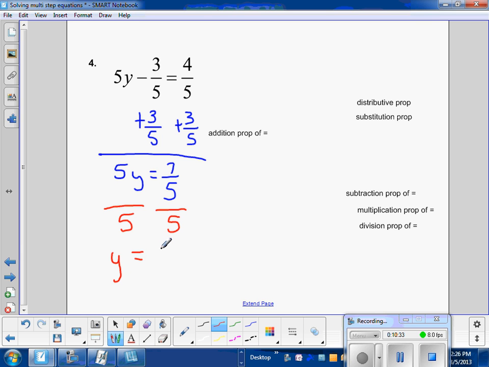7/5 divided by 5. Well, let's think. We could write that as 7/5 divided by 5. When we divide a fraction, we can say it's divided by 5 over 1. We multiply by the reciprocal. So y equals 7/25.